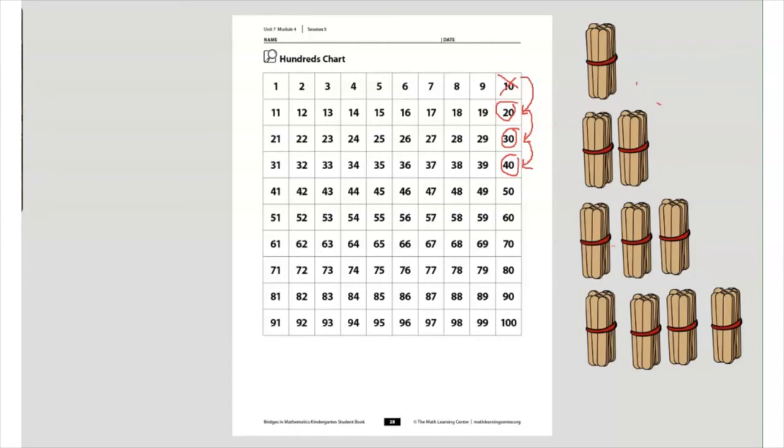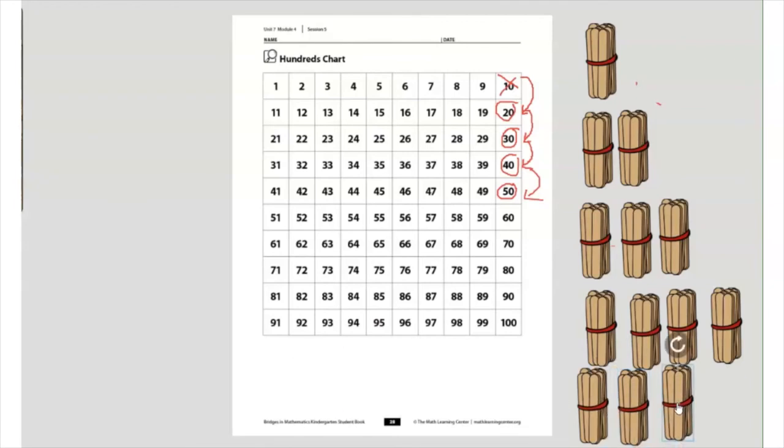Let's do one more together. So we're going to count by 10. 10, 20, 30, 40, 50. How many bundles of 10 are we going to need to make 50? Let's check. 1, 2, that's 20, 30, 40, 50. So 1, 2, 3, 4, 5. 5 bundles of 10 is the same as 50.